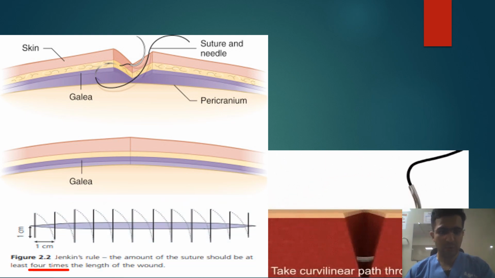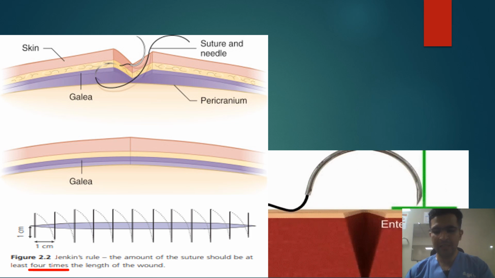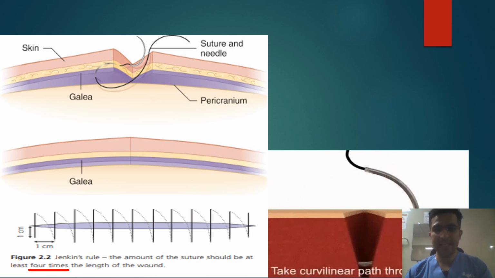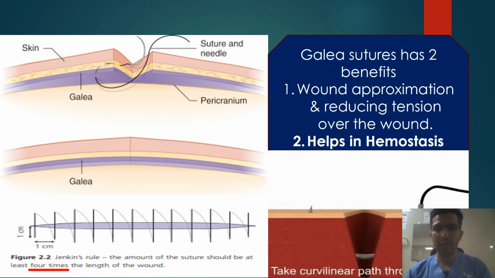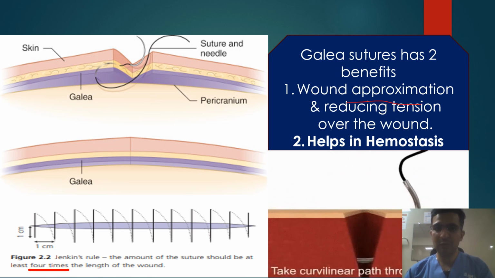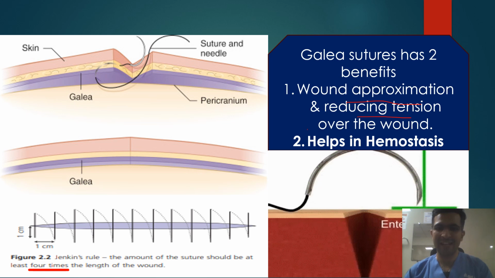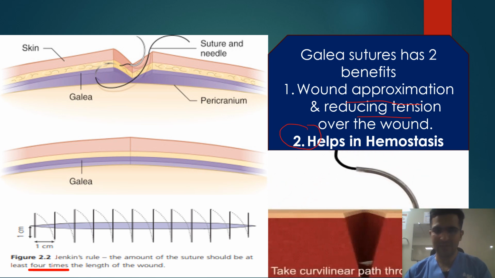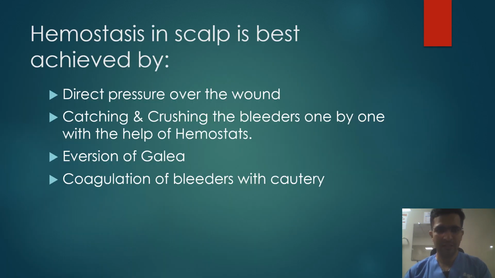And this is one more question, Jenkins rule, which I'll be dealing in detail in the next video. So what is the importance of Galea? As I said, helmet of the scalp, wound approximation, because it reduces the tension over the wound and helps in hemostasis. So that brings to our question and its answer, eversion of Galea.